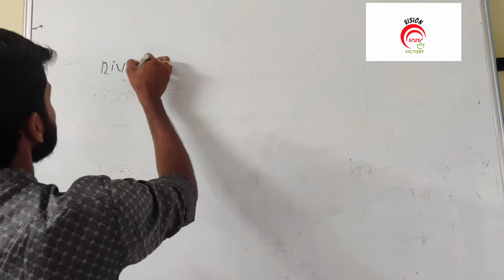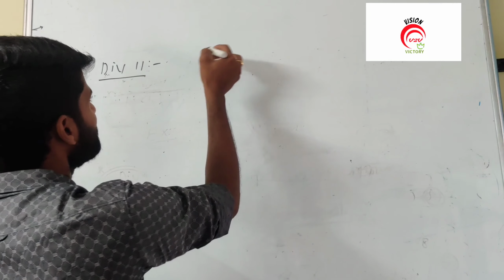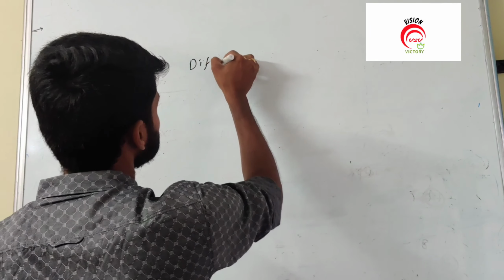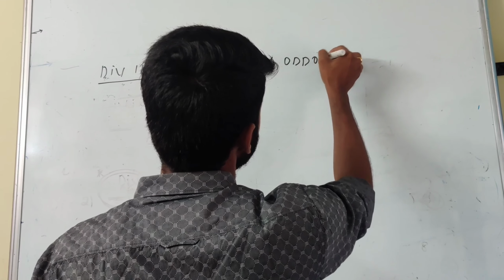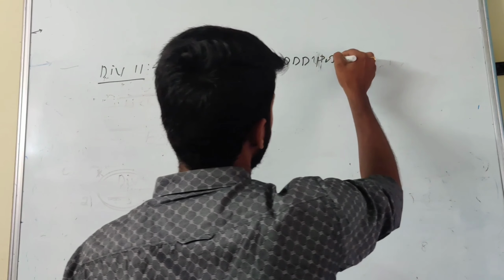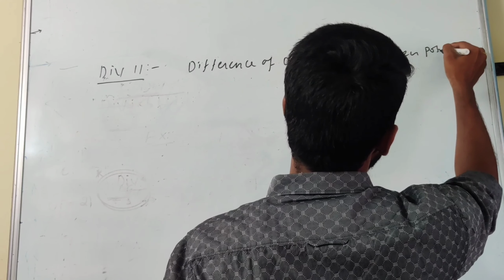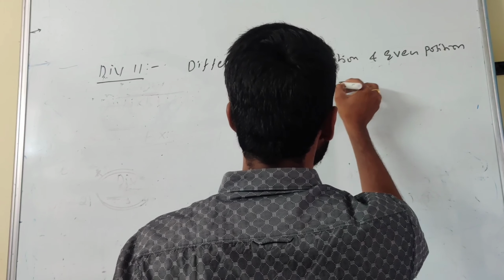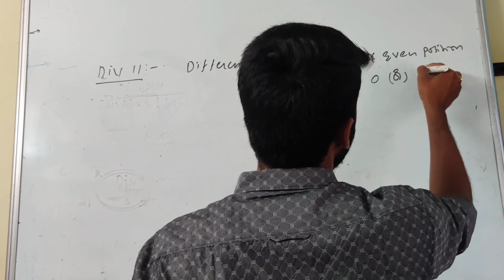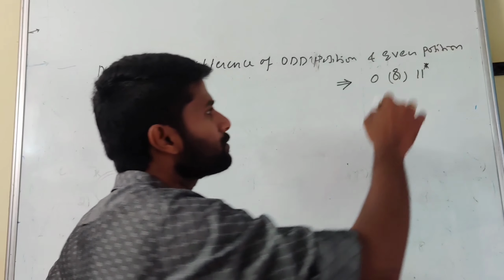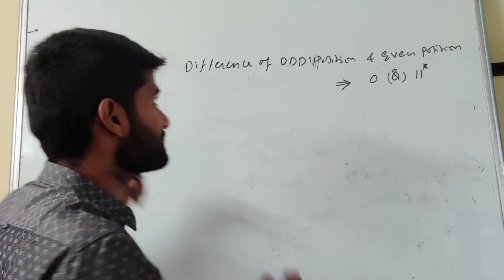Next rule, divisible by 11. What is the rule for divisible by 11? See, the difference of odd positions and even positions. If we get the resultant as 0 or a multiple of 11, definitely that number is always divisible by 11. This is the important property.